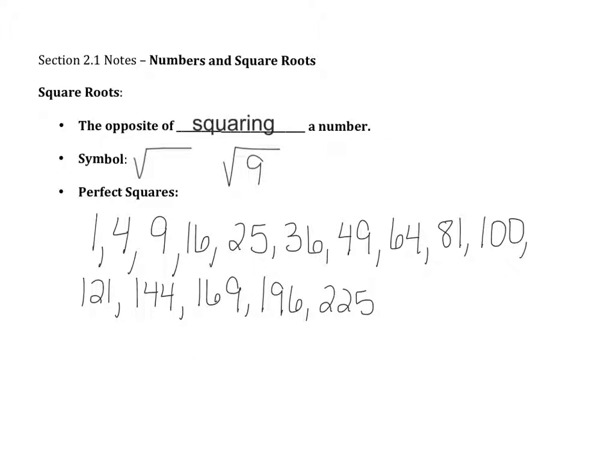Now, it's always good to know the perfect squares through 15, so through 225. Not that there aren't any perfect squares after this. There's still 16 times 16, 17 times 17, and so on and so forth. But it's always good to know at least 1 through 15, they're perfect squares.